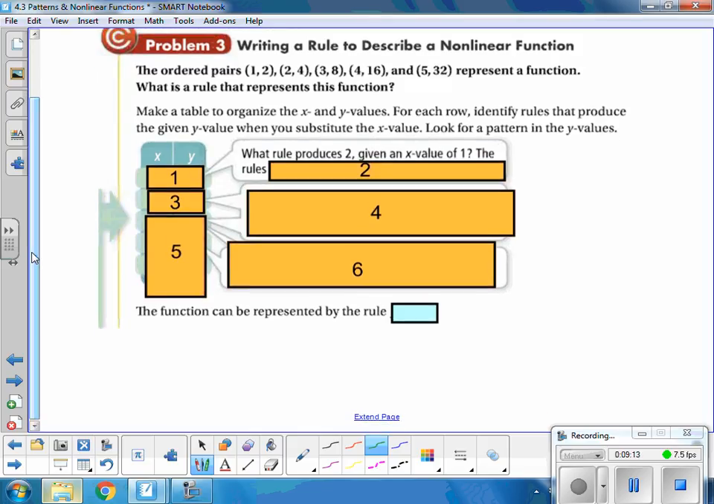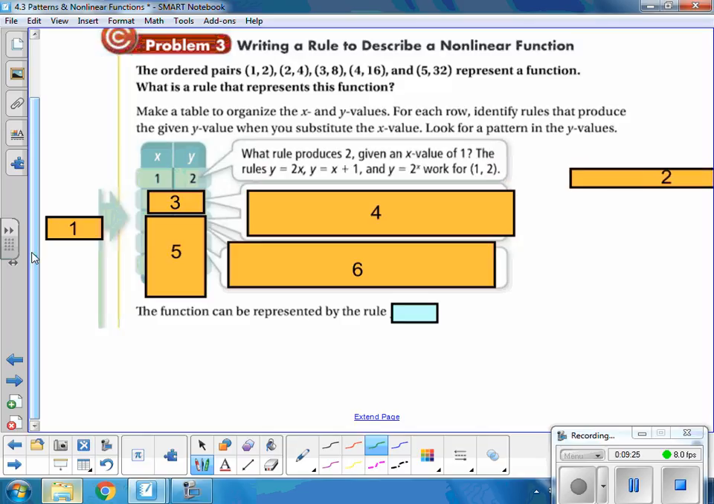So we have these ordered pairs, 1, 2, okay, and here's 1, okay. And what I need to do is first look at it and try to see what rule produces a 2 when given a 1. Okay, and I've got a couple options here. 1 doubled is 2, so it could be that one. My x term, 1 plus 1, gets me 2, so it could be that one. And I also got this one with a base of 2. So 2 to the x power, so 2 to the first power is 2. So that might be it. Okay, so those are my 3 choices.